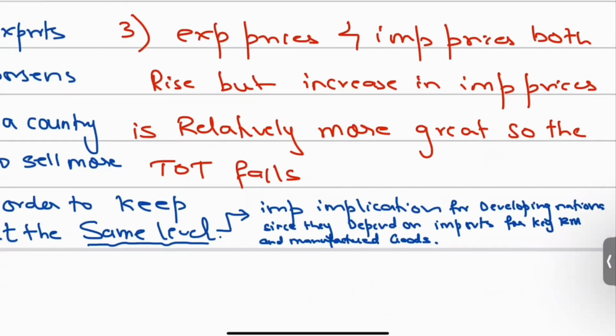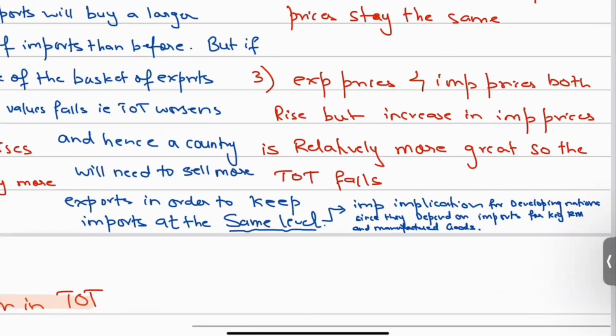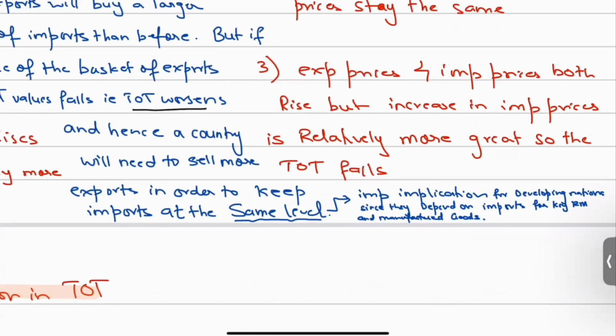So, like I said, implication यही है कि now when the TOT worsens, basically the country needs to sell more exports in order to keep the imports at the same level, right? In order to maintain your imports at the same level, now the country would need to export more. So it's a challenge for countries. Whether they will be able to do it or not depends upon a lot of factors.